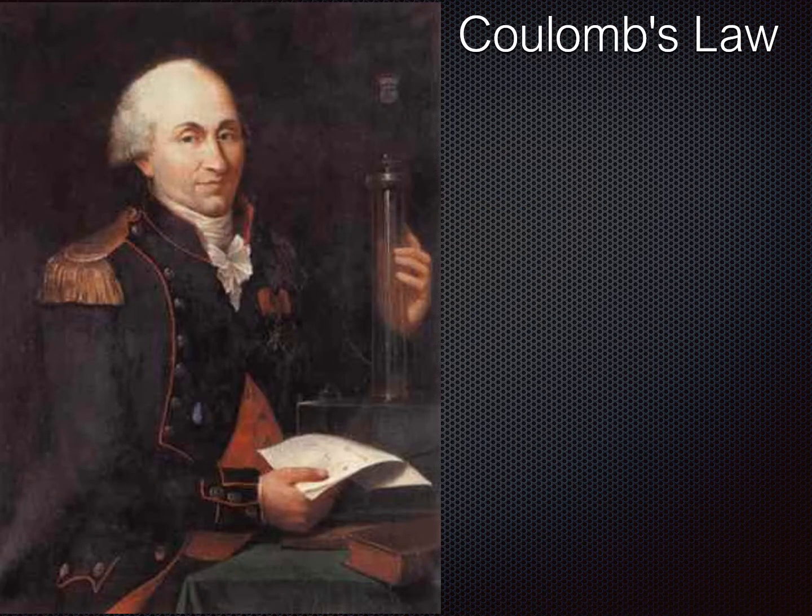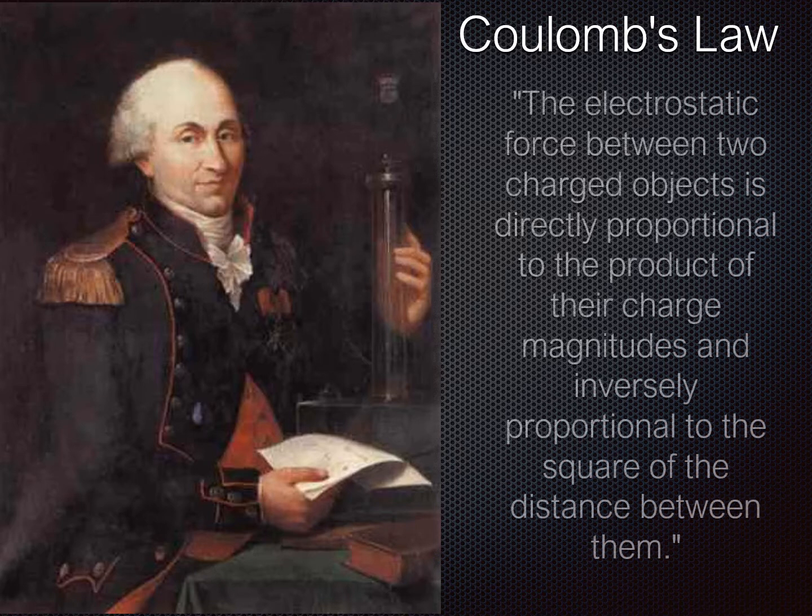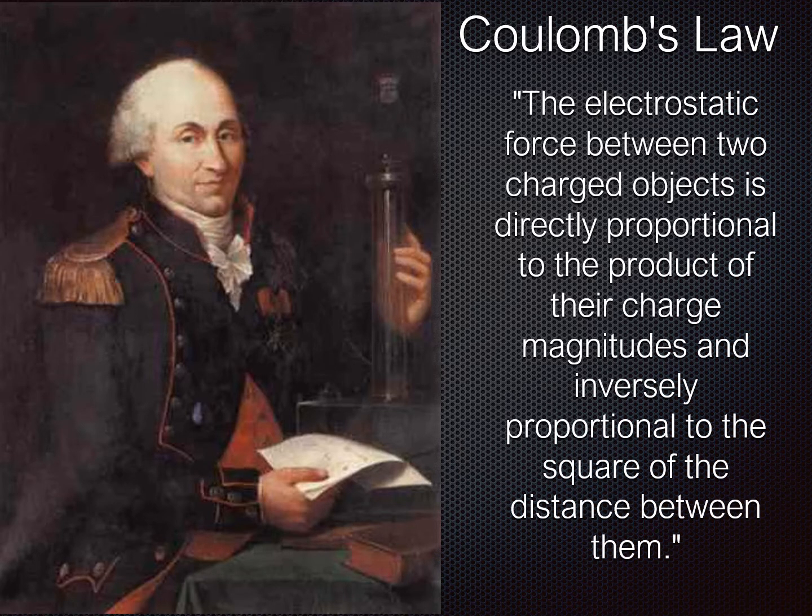So this is where Coulomb was able to come up with something that we call Coulomb's law. He basically said the electrostatic force between two charged objects is directly proportional to the product of their charge magnitudes and inversely proportional to the square of the distance between them. So all of this is really meant to say that the law that Coulomb came up with actually looks very, very similar, actually exactly the same as Newton's law of gravity.